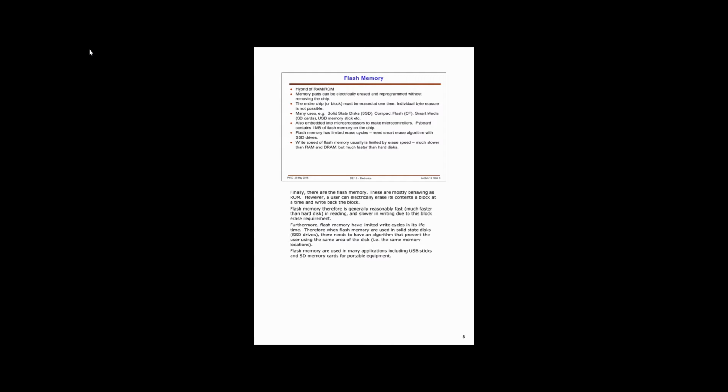Next is the flash memory. Flash memory is a hybrid memory: compact flash memory, smart media flash memory, and USB memory use flash memory. The entire chip must be erased at one time, as we were saying, like one time programmable memory.